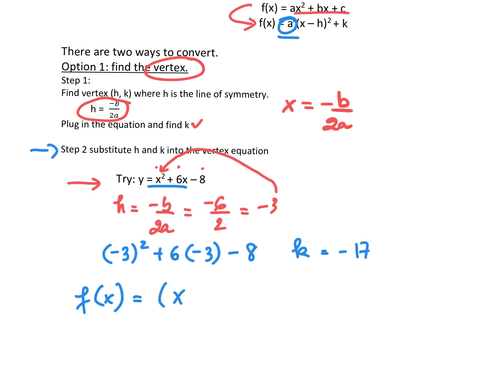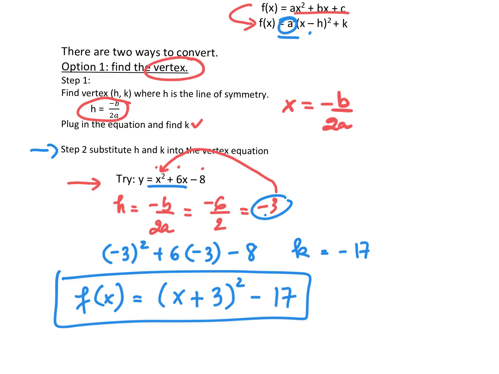X minus H, H is negative 3. So minus a negative 3 will become plus 3. Square. And then add K. This is minus, so we keep the minus sign. So it goes back to your standard form that way, okay?